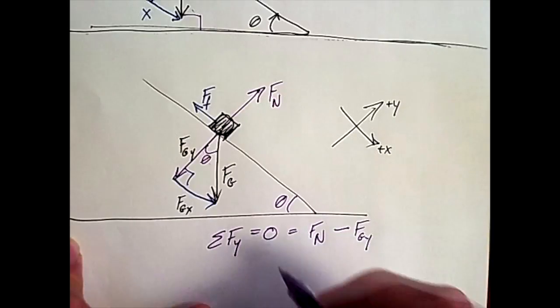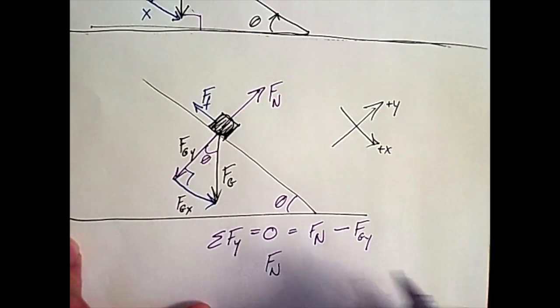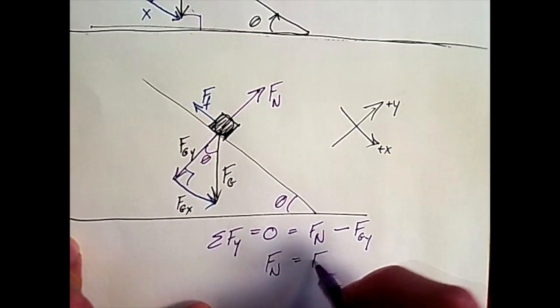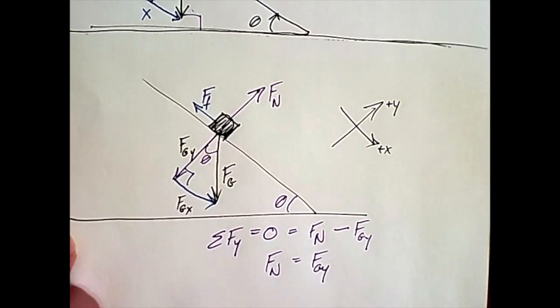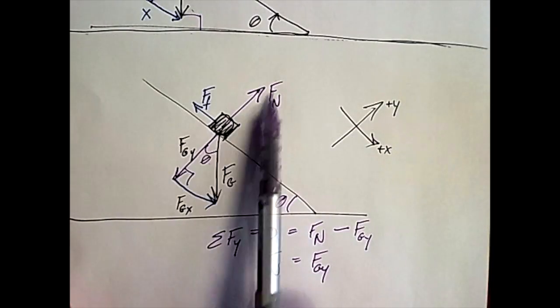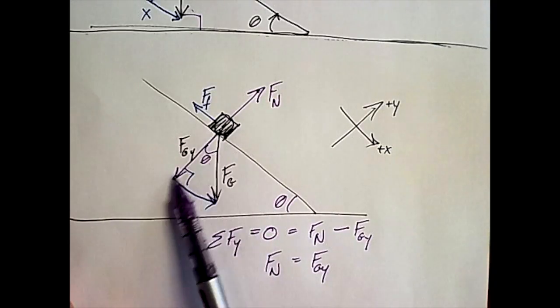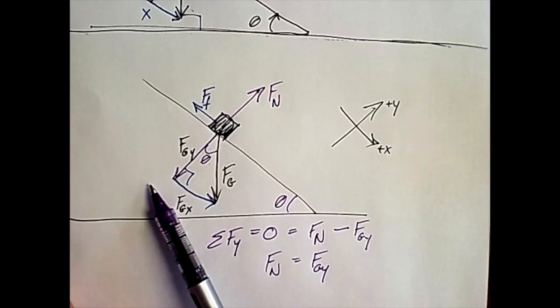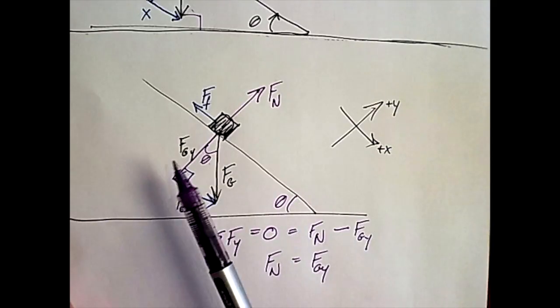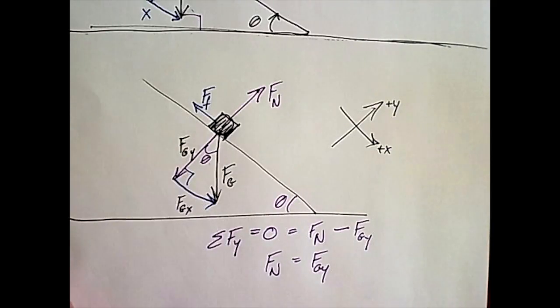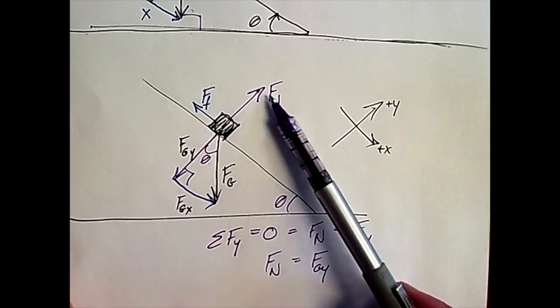So setting equal to 0, that means that magnitude-wise, F_N is equal to F_gy in total amount, which should make complete sense, just like it did when the boxes were flat on the ground. The normal force supporting up is balancing out the weight force pulling in the negative y direction. The difference is now that that weight force is not all of the weight force. Only some of it is pulling into the incline.